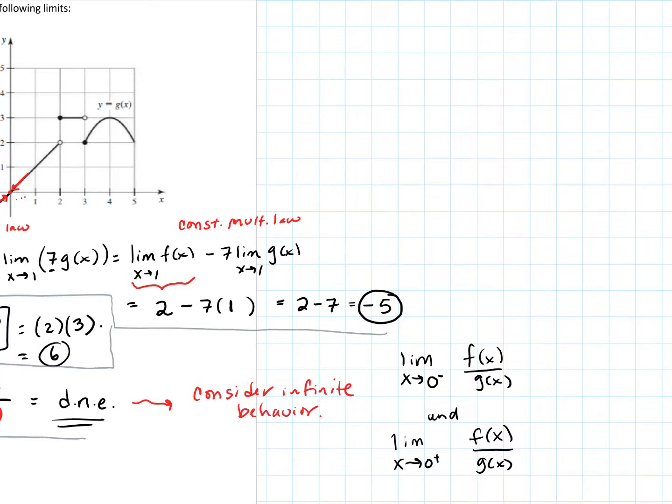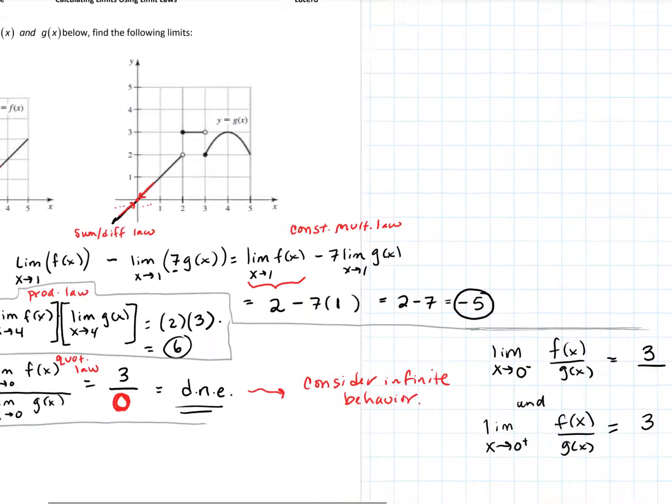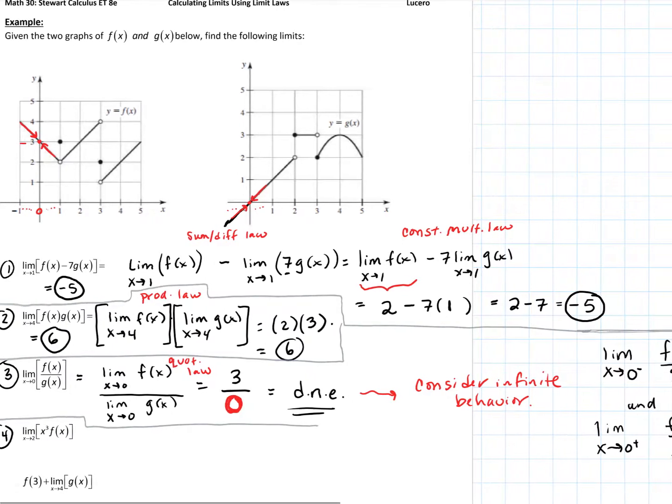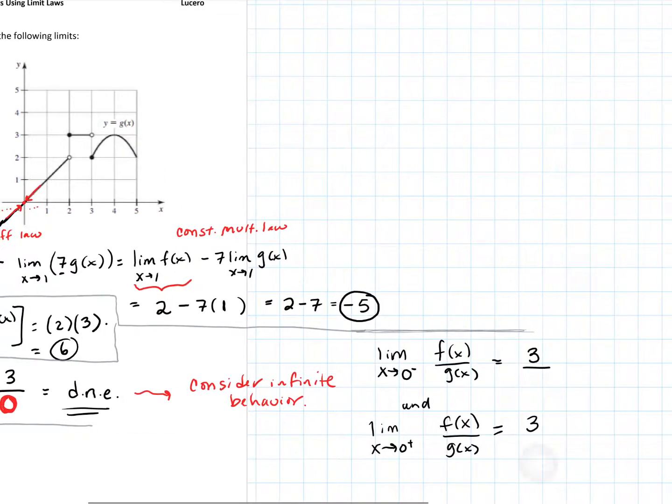Now, using the limit laws, we know that we can look at the limit of the top and we can look at the limit of the bottom. We already know that the limit of the top in both cases is 3. From both directions, the limit of f of x was approaching 3. Coming back over here to our f of x, we can see that the limit is approaching 3 from both sides, the left and the right of 0, as x approaches 0. Now let's look at what happens to g of x. We're doing the left first. From the left, notice what's happening right here on the graph.